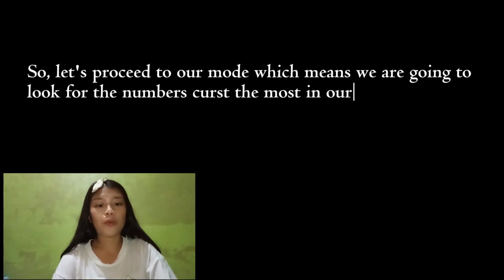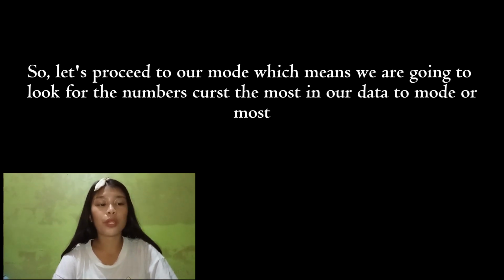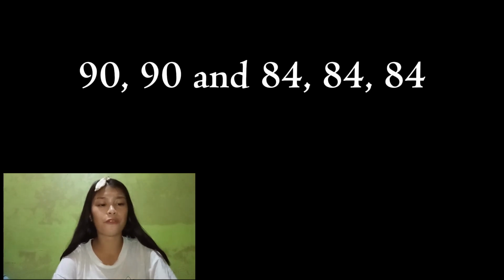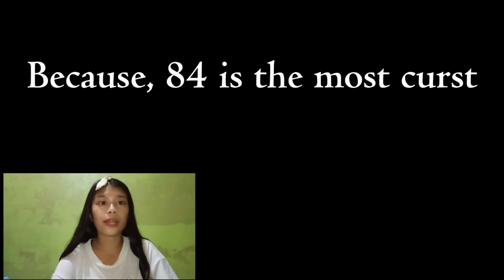So let's proceed to our mode, which means we are going to look for the number that appears the most in our data, so mode or most. I see within our data we have two 90s and we have three 84s. It occurs the most. So 84 is our mode because 84 appears the most.